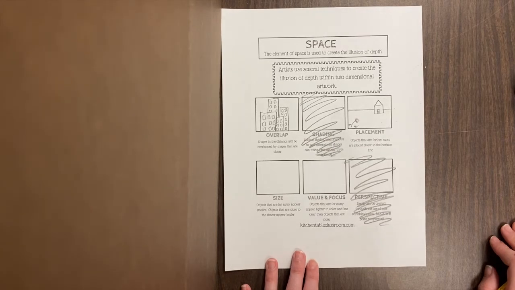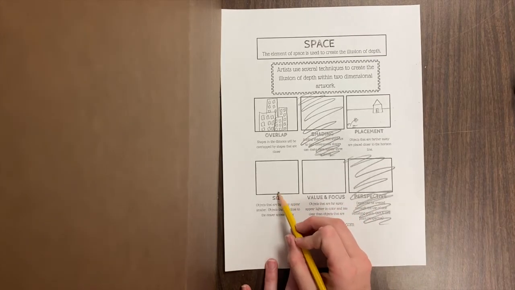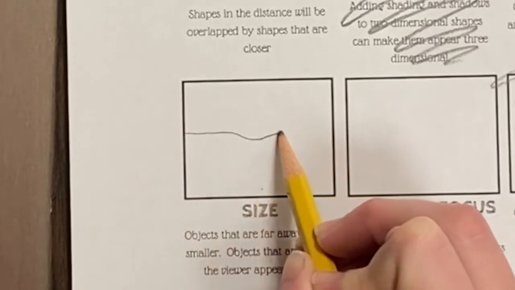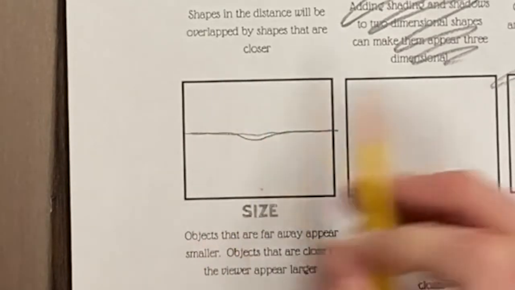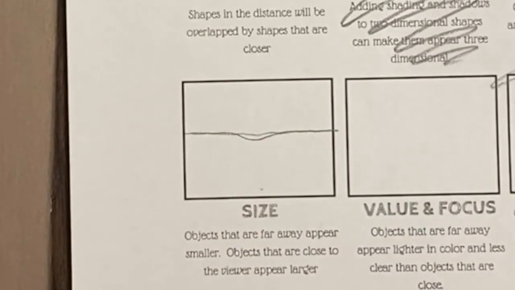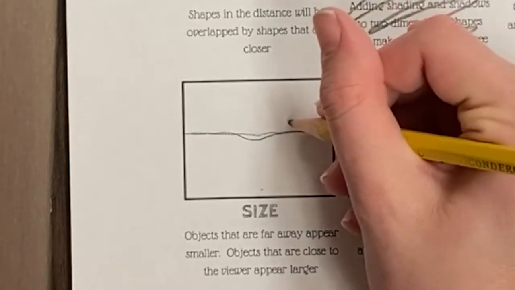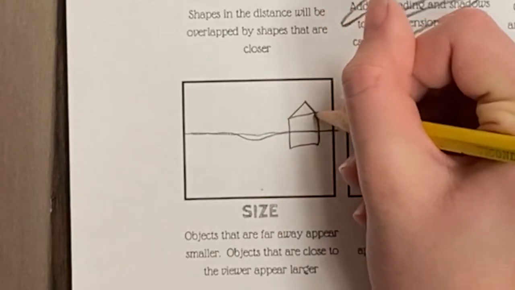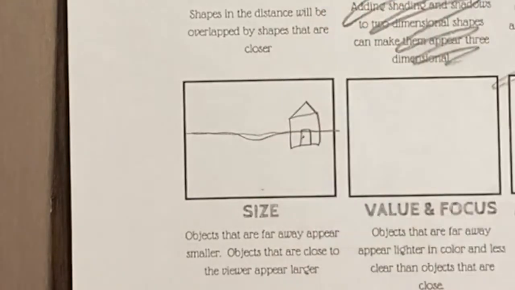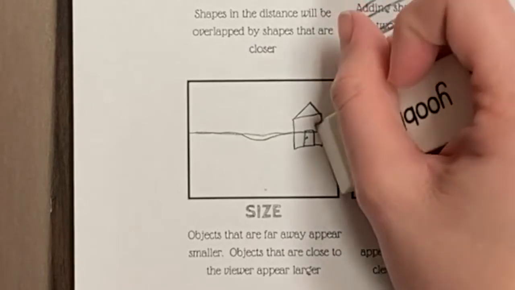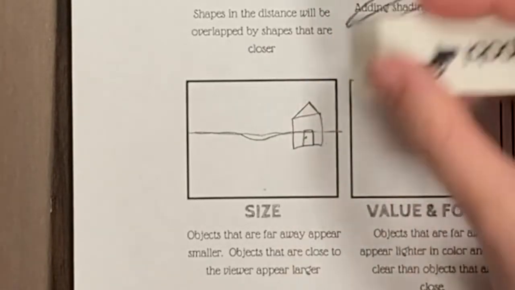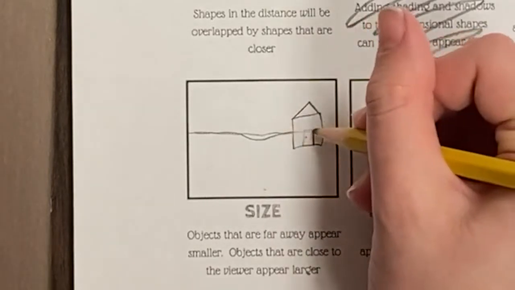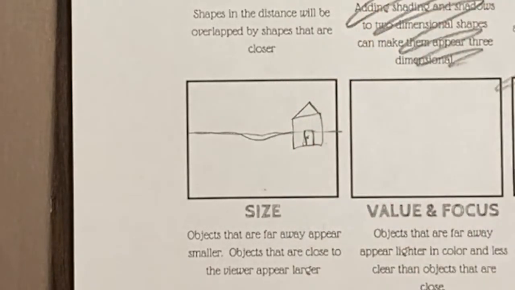So let's try it on our own. In that square that says size, we're going to first start with a horizon line. Then I'm going to draw a house, small, to show me that it is far away. Don't forget to erase the part of the horizon line that is inside your house, because the house is in front of the horizon line.